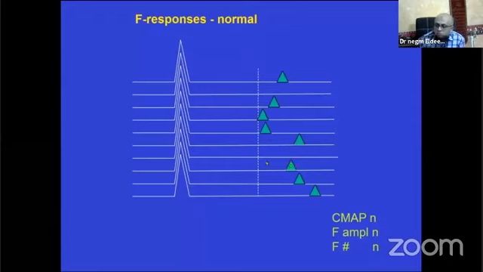Here's a very schematic interpretation of F waves. These are the CMAP, and here are F waves, which, as you know, is a sum of a few axons that give rise to a motor unit potential surface recorded. So here's the variability since we have different axons that are active, and the shortest is here. CMAP amplitude is normal, F amplitude is normal. That is a measure that we usually don't calculate, and the number of F responses is normal.